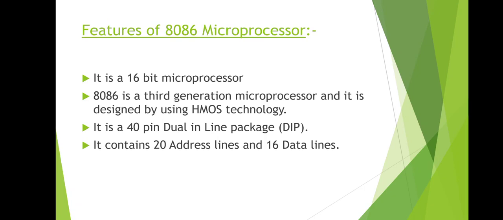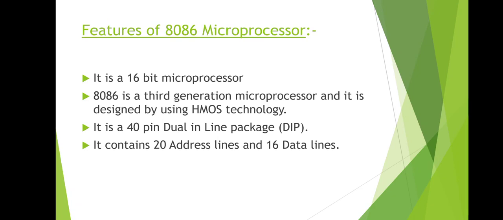And fourth one is it contains 20 address lines and 16 data lines. Here 8086 microprocessor consists of 20 address lines and 16 data lines. Here, in 8085 microprocessor, it contains 16 address lines and 8 data lines. Here in 8086 it contains 20 address lines and 16 data lines. Here one point we have to keep in our mind is that it is a very important point.